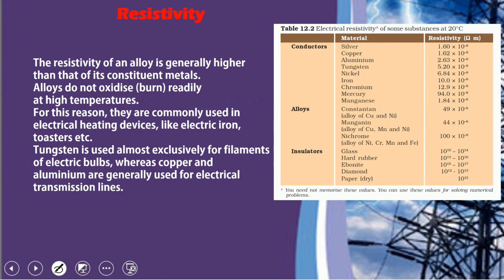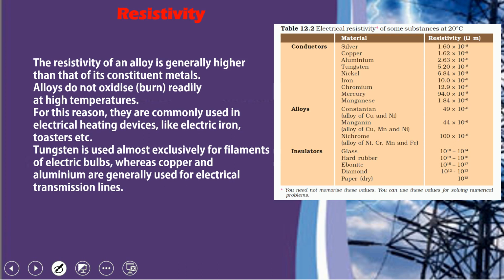Now here you can see some substances, that is metals, alloys and insulators, with their resistivity given. There is no need to memorize all these things, but for your knowledge, you have to keep it in mind. In the exam, normally the sums related to this will be there, and they will provide the resistivity. The resistivity of this is this much, like that it will be provided.